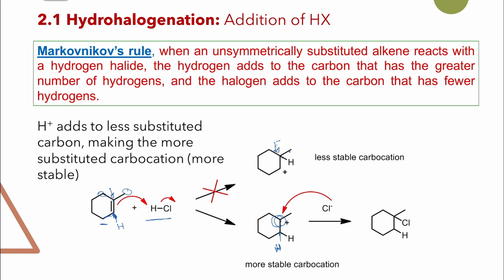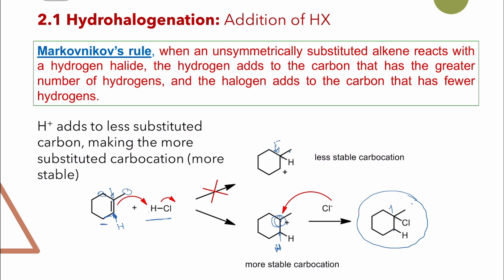Now the chloride with the negative charge will attack the other carbon to give you the alkyl halide, the cyclohexyl chloride. So the substitution here, the carbon number 1, will have a methyl group and the chloride, and the other one will have the two hydrogens.